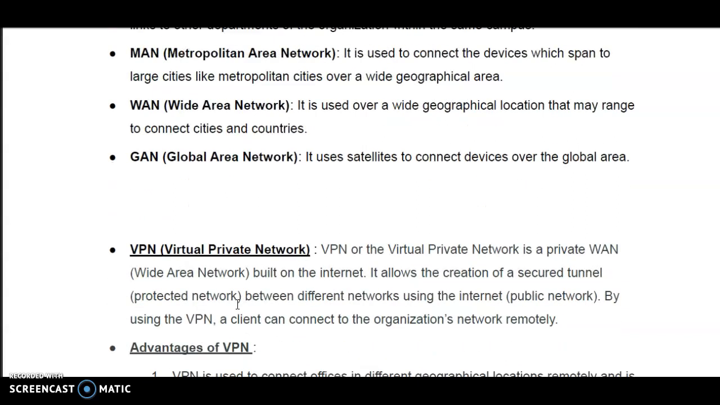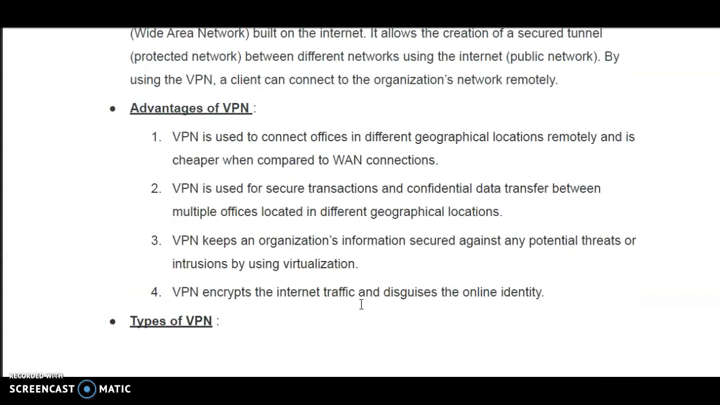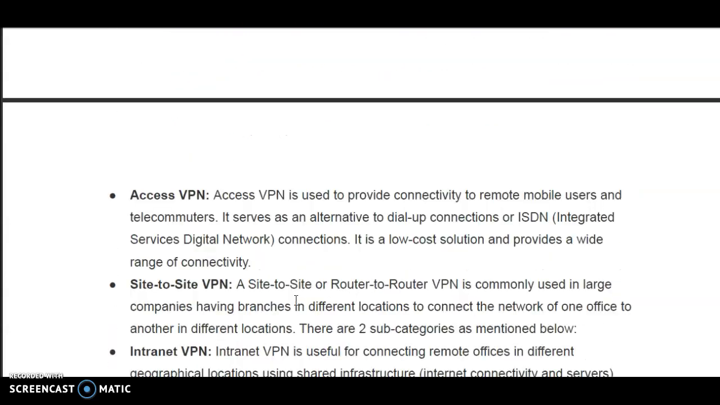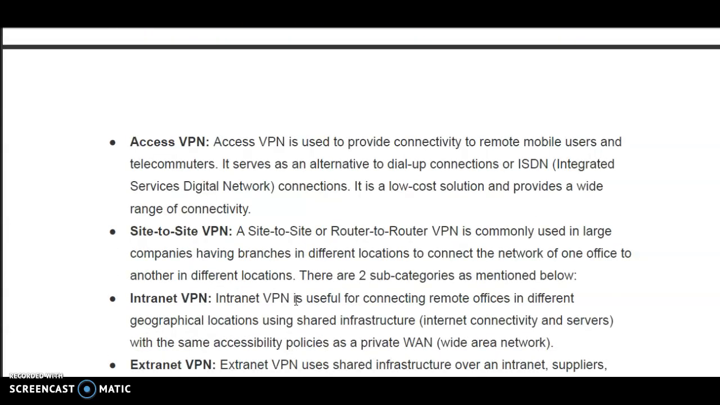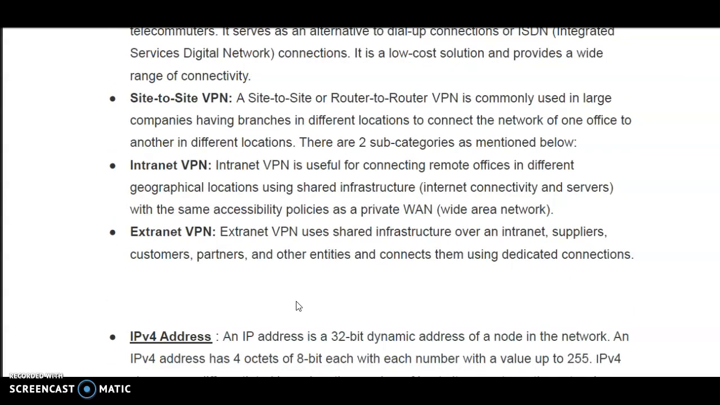Next thing is VPN. VPN is virtual private network, or it is a private network. It is a WAN built on the internet in a private mode. It allows the creation of a secure tunnel between different networks using the internet, and these are the advantages of VPN. And the next thing is types of VPN. One is access VPN, then site to site VPN, then intranet VPN, then extranet VPN.